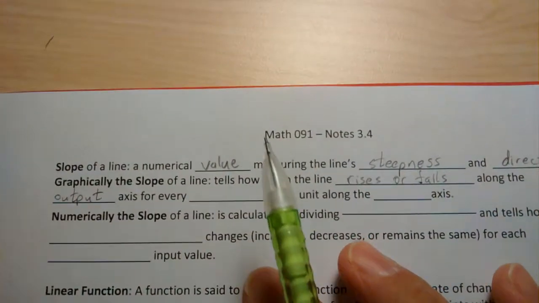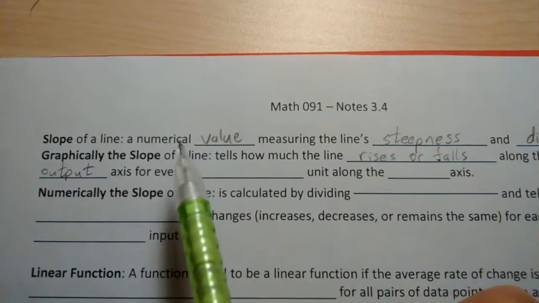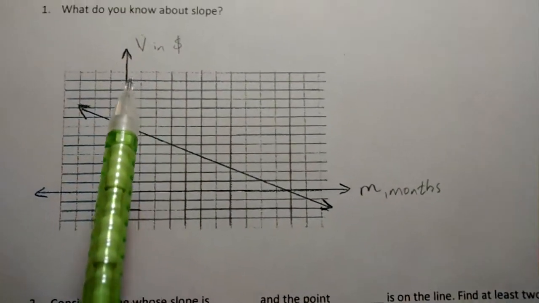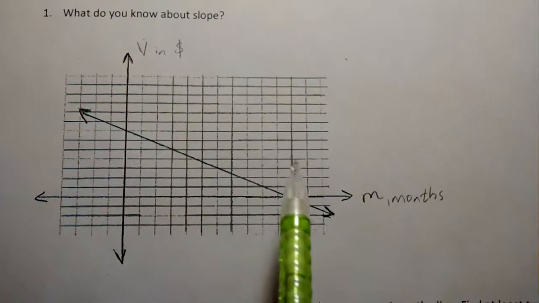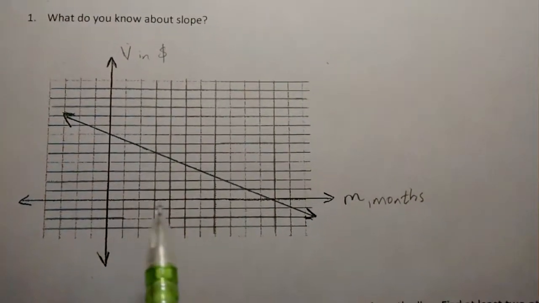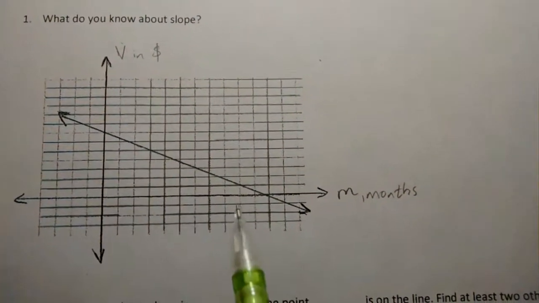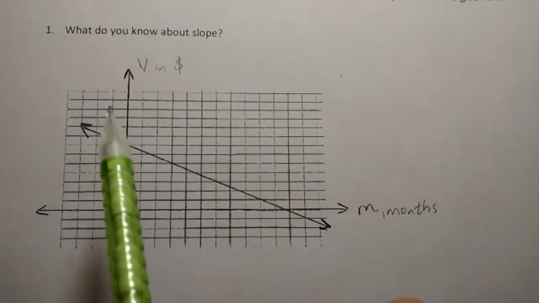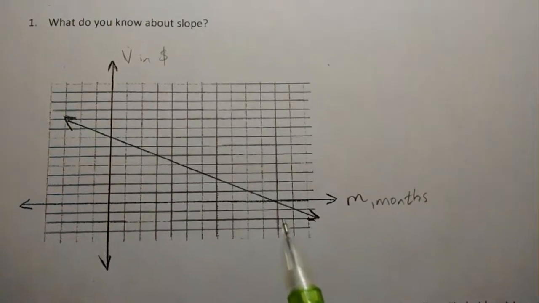So slope really is a numerical value measuring the line's steepness and direction. So what numerical value should we give this slope here? Now, should we look at this from left to right? If we go from left to right, certainly that's downhill. If we look at it from right to left, that's going uphill. So should we look at this graph as going uphill or downhill?